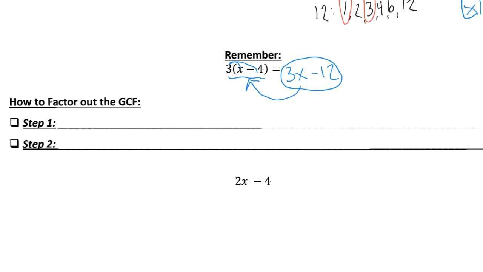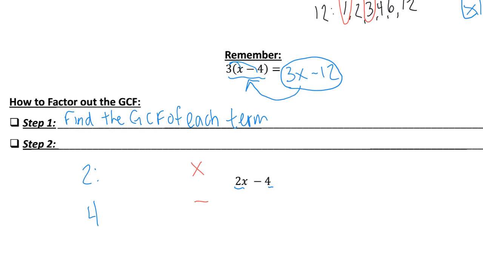Okay, so let's talk about some steps. So we're going to be given an expression such as below, 2x minus 4. We want to find the GCF. So we want to find the GCF of each term. Okay, so let's find the GCF of really 2x and 4. So we're going to do our numbers separately and our variables separately.